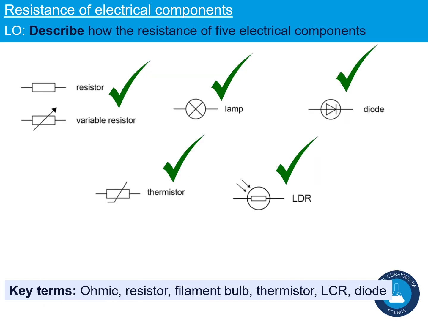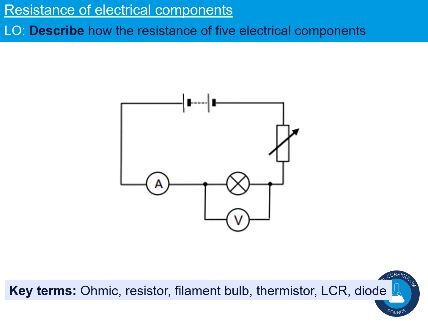We have now gone through the variable resistor, the lamp, the diode, the thermistor, and the light-dependent resistor. So the final thing to do is to determine how it is that we've actually been able to look at the current potential difference relationships of any electrical component. And we can do that by using a circuit that looks like this.